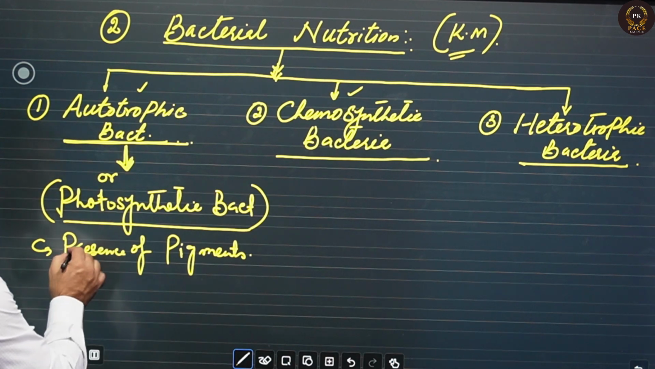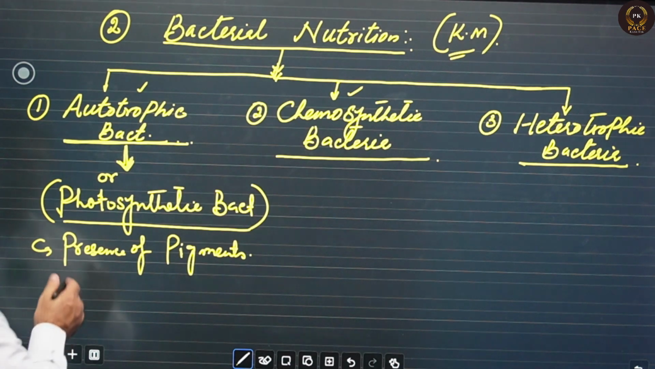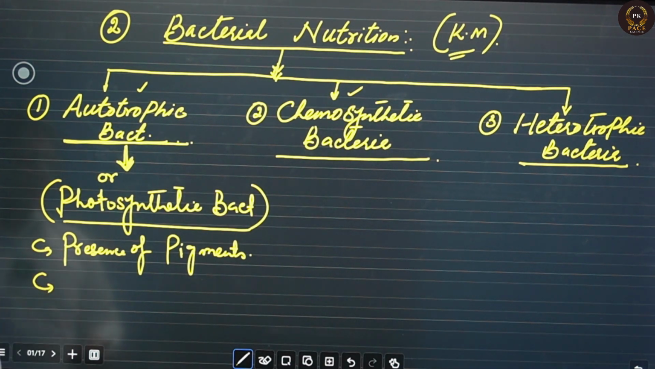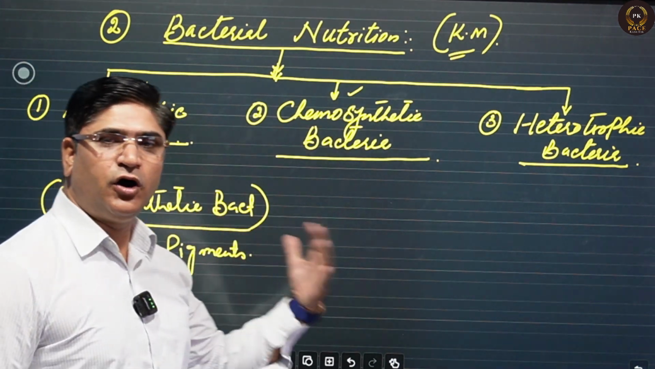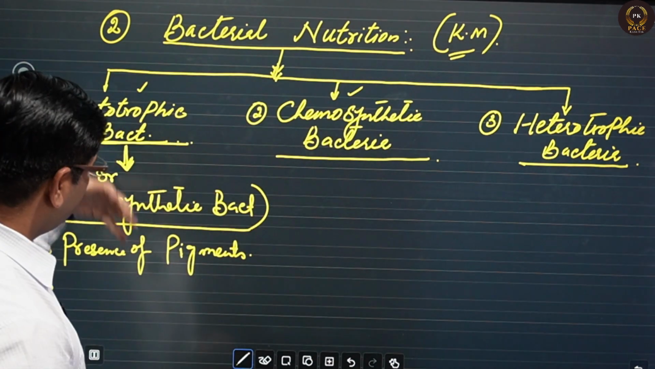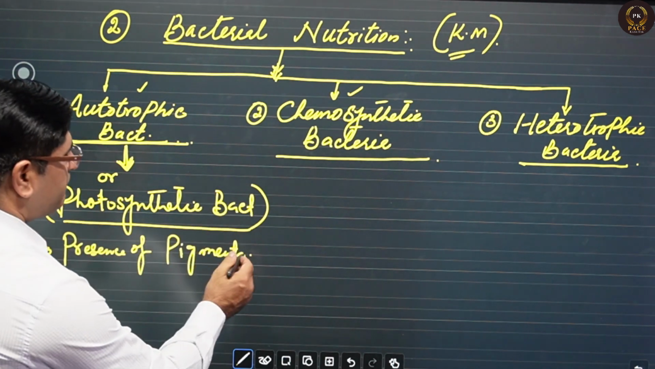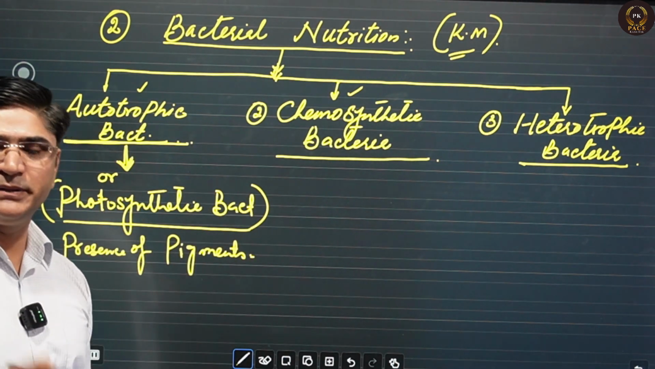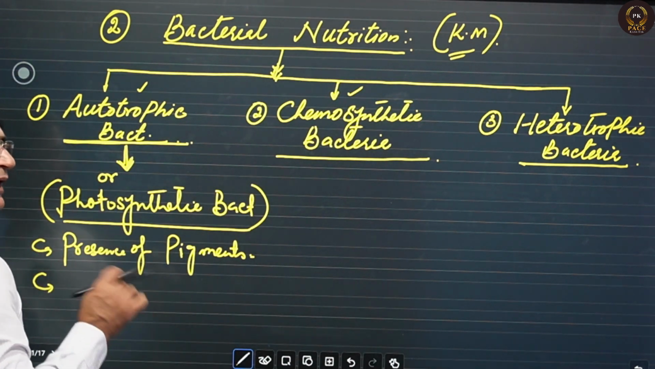Remember this. They have the presence of these special types of pigments. Now there are different categories of autotrophic or photosynthetic bacteria based on what type of pigments they have.